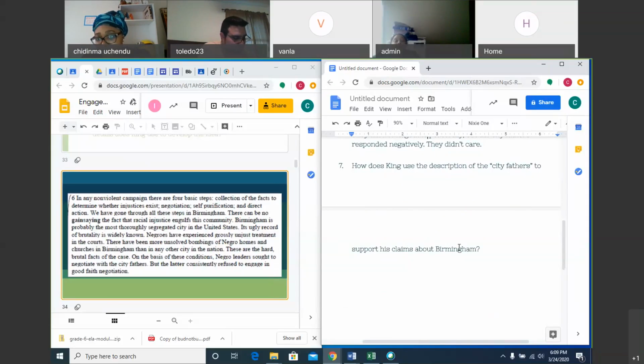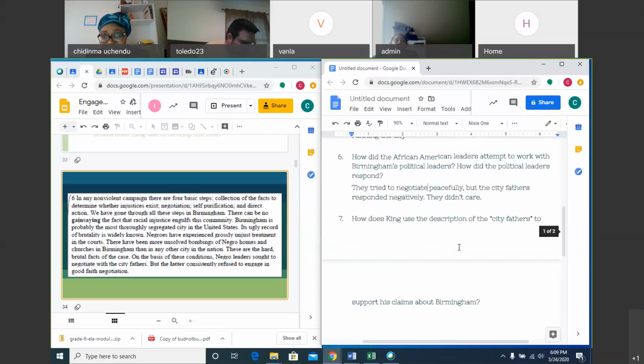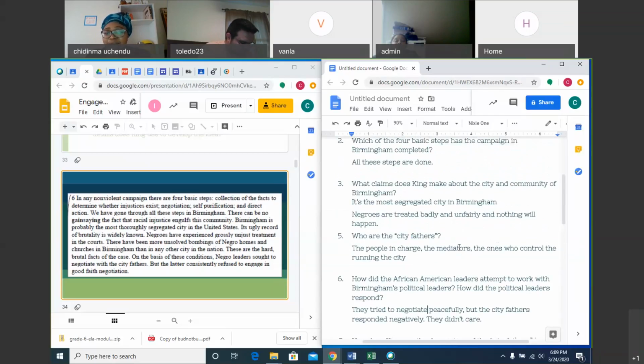James? So how does this description, this detail that he said with the city fathers and what they did and how they responded, how does that support what he thinks, what he claimed about Birmingham? Remember, Delania told us that number one, it's the most segregated city in the US. And number two, that Negroes are treated badly and unfairly, and nothing will happen. So how does the way that the city fathers acted support that claim?